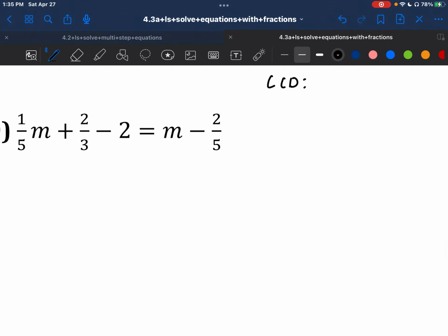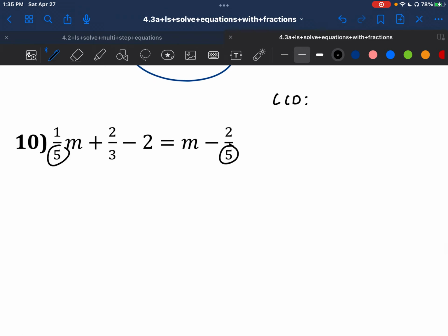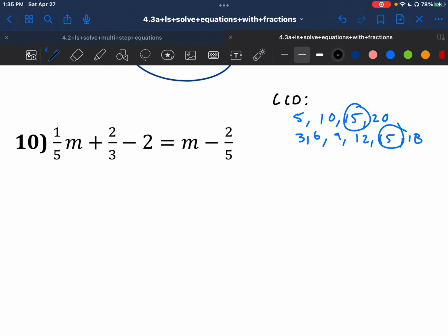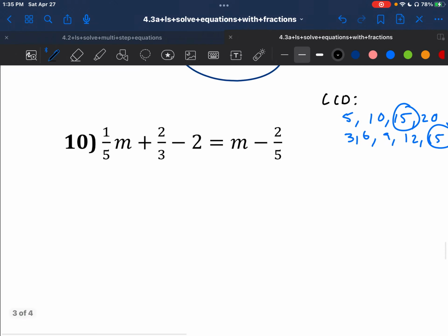So lowest common denominator, we have 5s and we have 3s. So I'll just do 1 for 5 because same. 5, 10, 15, 20. 3, 6, 9, 12, 15, 18. 15 and 15. So let's multiply every term on both sides by 15. So let's do that.